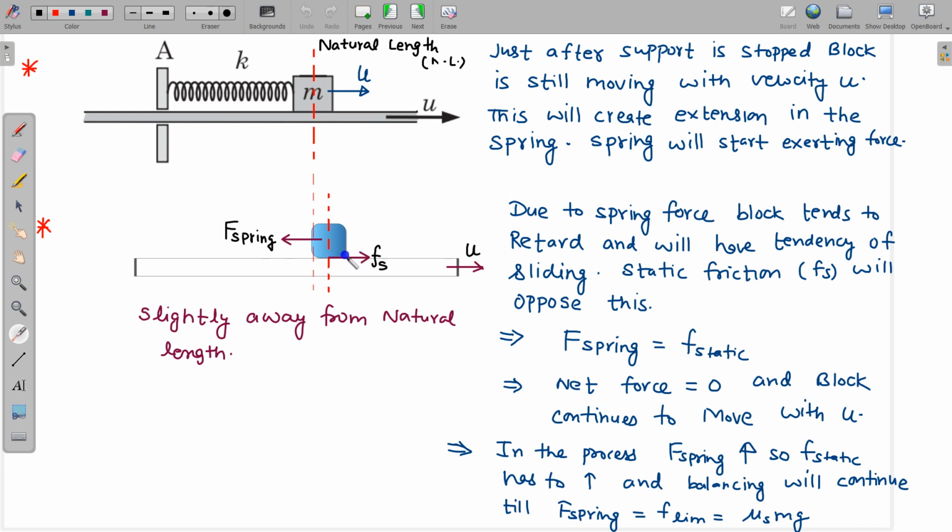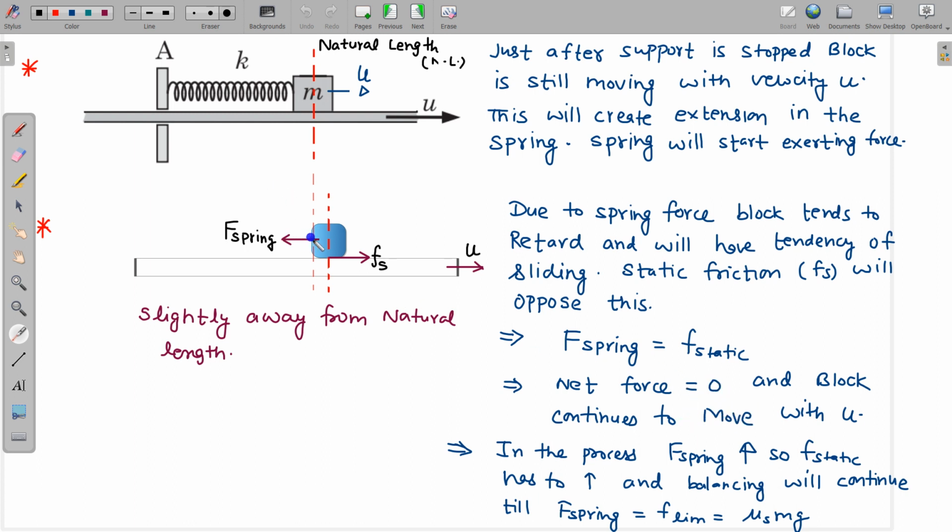The spring force will oppose, and the friction force will oppose the tendency of sliding due to this spring force, and initially this friction will be static. This static friction will exactly balance the spring force. So initially these two forces will be balanced, and so this block will still move with velocity u. Net force on the block is 0 and the block continues to move with velocity u.